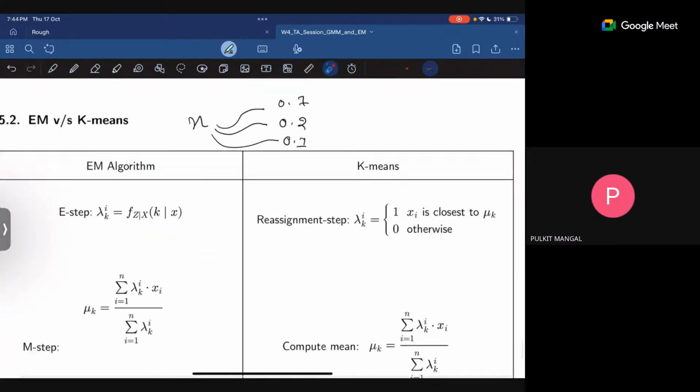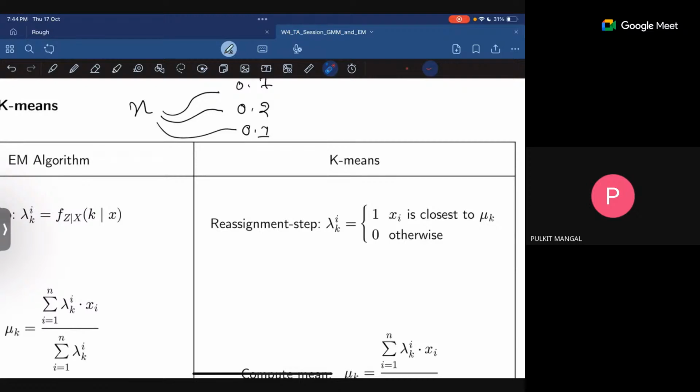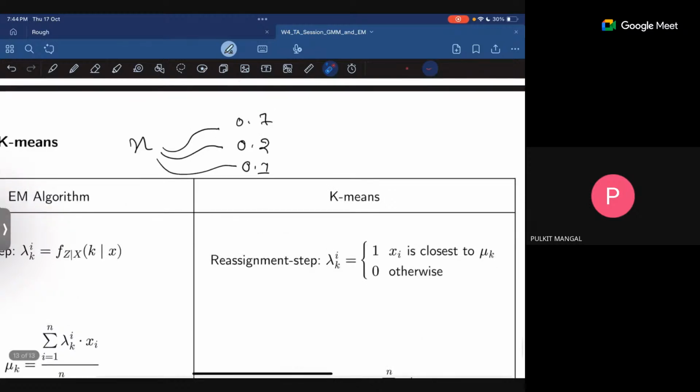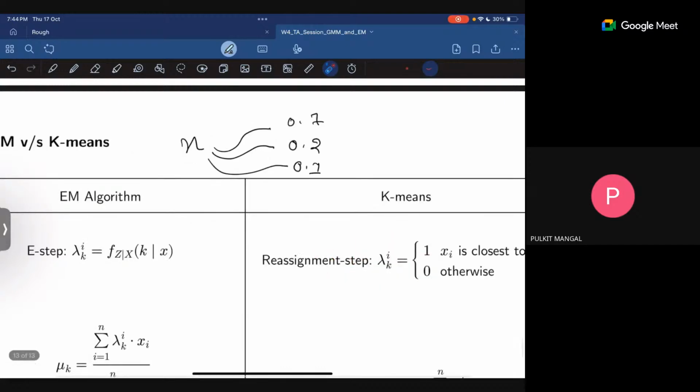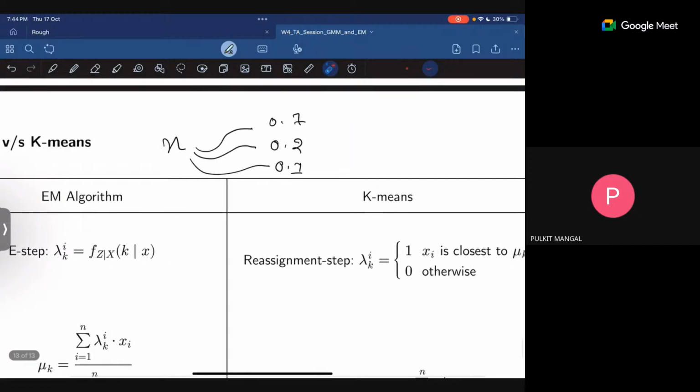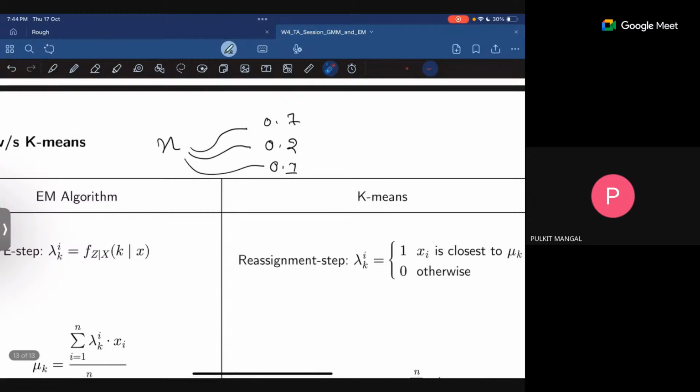While in K-means, this is similar to the reassignment step, but here we are going in a hard manner, that either it belongs to one component or one cluster, or it will not belong to that cluster. Here the lambda ik value can only take either 1 or 0, while in EM it will take any value between 0 and 1. Okay, is the first part clear? E step and reassignment step between EM and K-means.